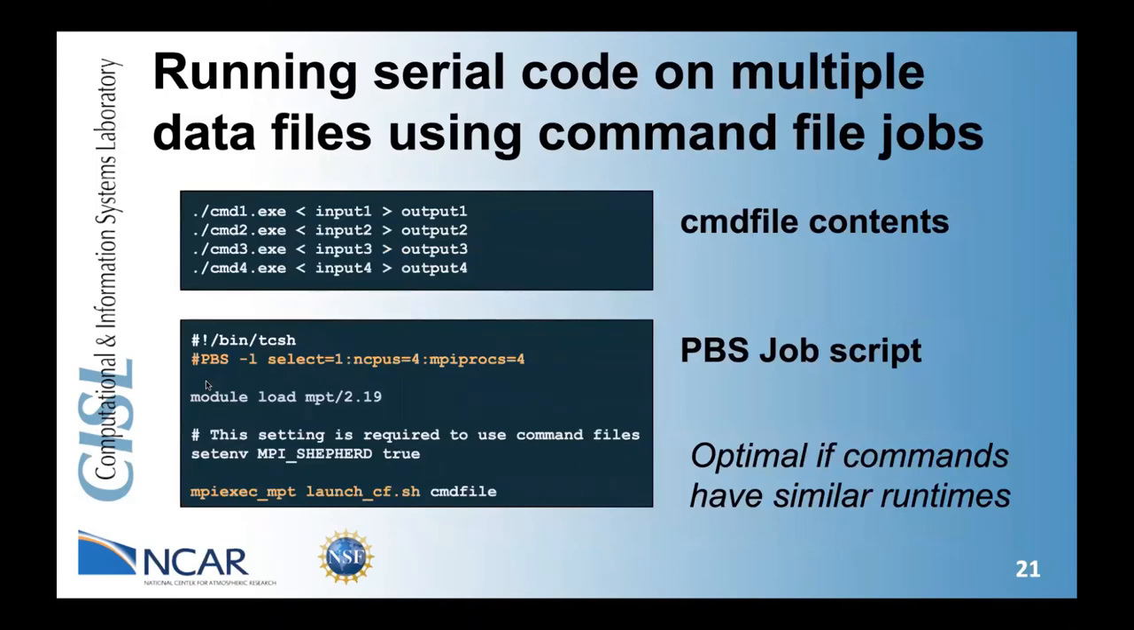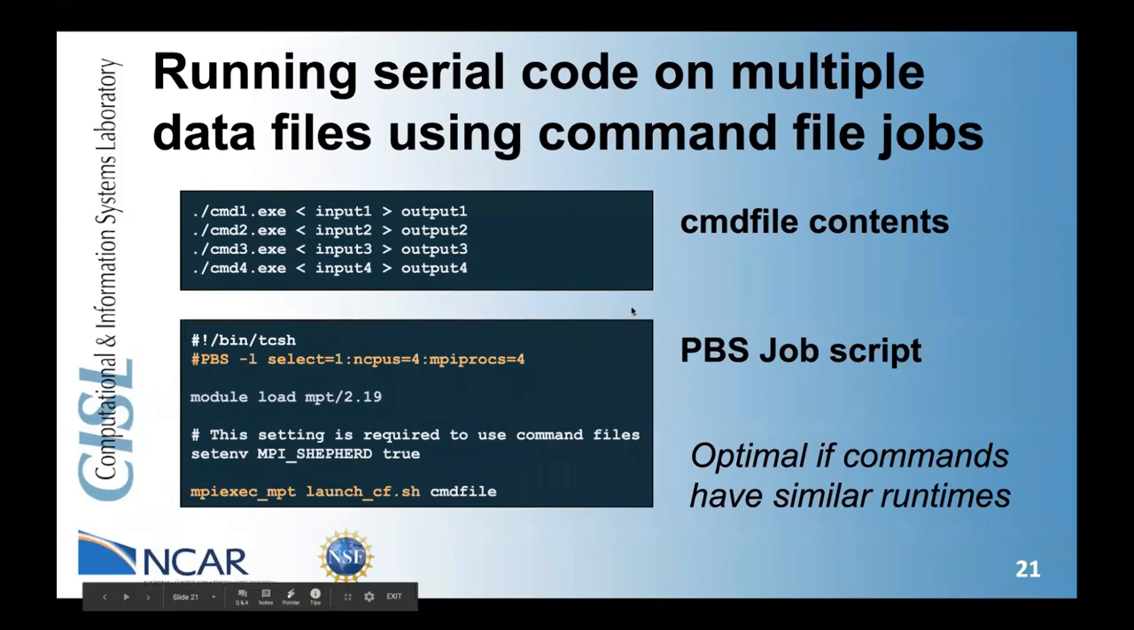Okay, another class of work that we see is when you have a lot of simple serial tasks to run, and they're all really similar, but you want to run them all at once on a batch node. So we call these command file jobs. This top box is an example of what a command file job looks like. It's exactly what it sounds like: a list of commands. So you would make a file that had all the commands you wanted to run in parallel in it.